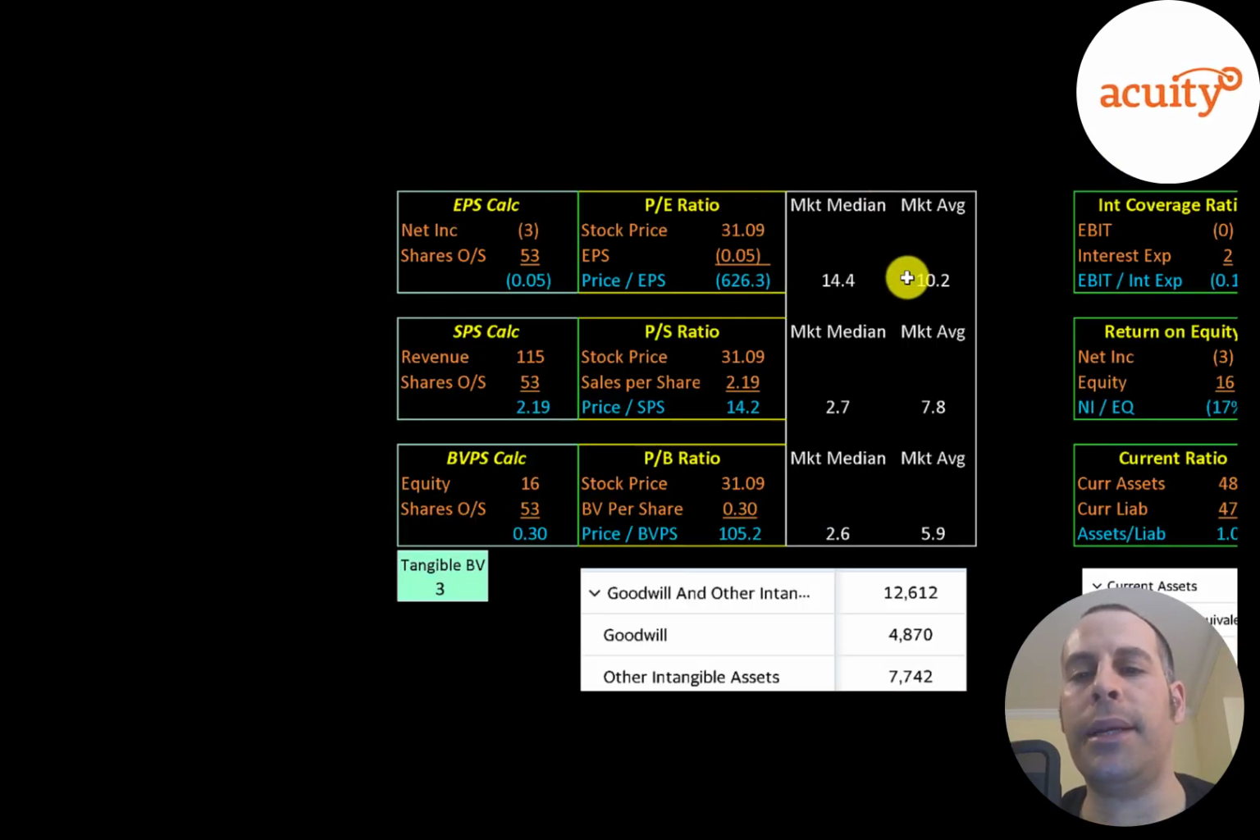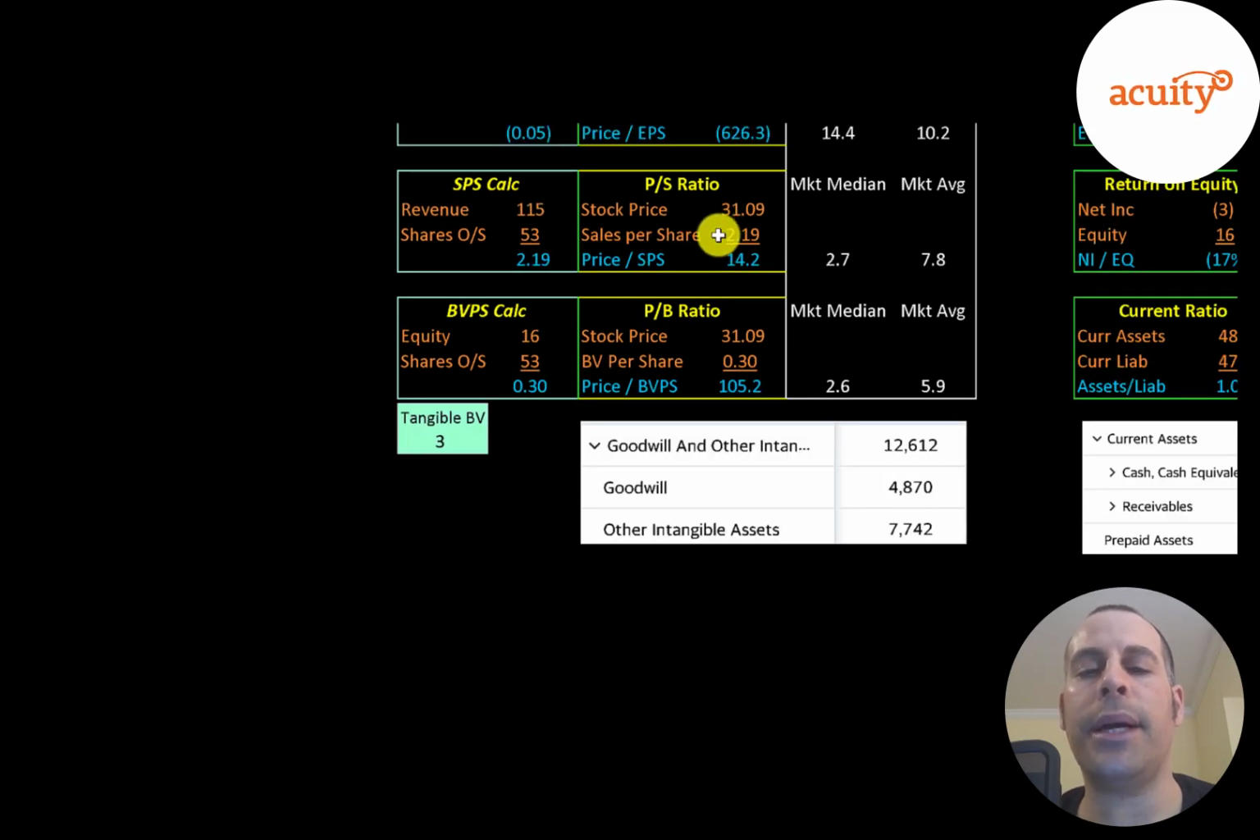The average PE in the market is 10, the median is 14. PE is stock price over earnings per share. To calculate earnings per share, that's net income over shares outstanding. They have negative net income, so they have negative PE. Price to sales is stock price over sales per share. They're at 14.2. Investors are paying $14 for $1 of revenue.